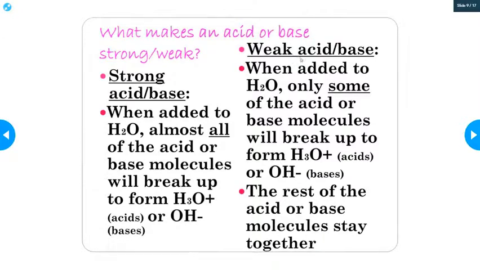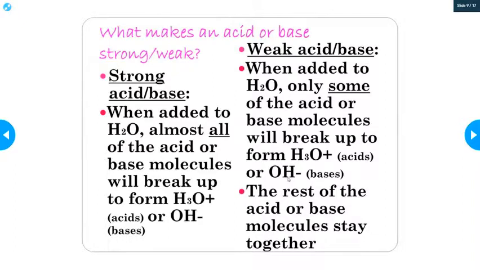Now, what about a weak acid or base? When we have a weak acid or base, the pH is closer to 7, and when we add it to water, only some of the acid or base molecules are going to break apart. So we're not going to have as many hydronium ions in our solution if it's an acid, or if it's a base, we're not going to have as many hydroxide ions in our solution. So it just depends on if it's an acid or base. Acid's hydronium, base is hydroxide. The more ions you have, the stronger it's going to be.